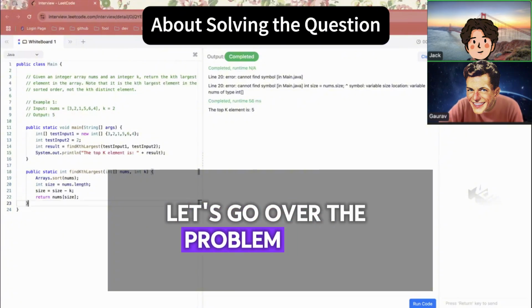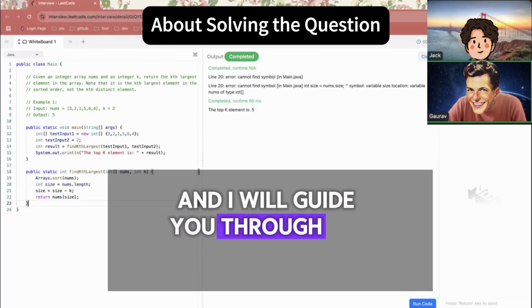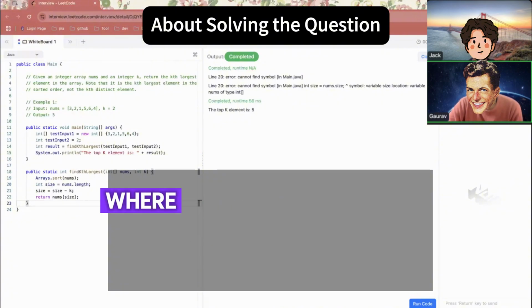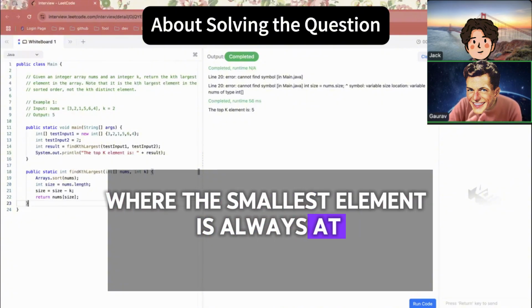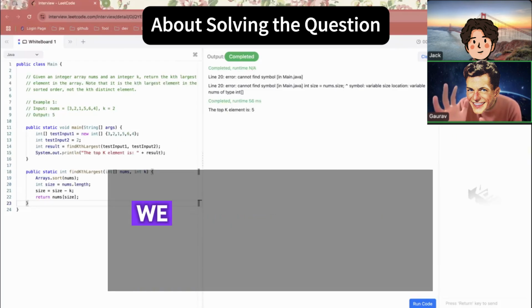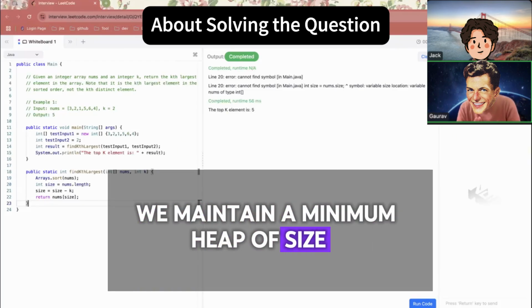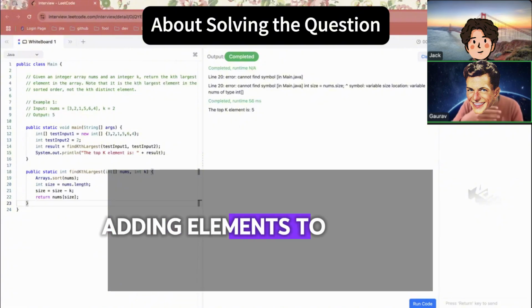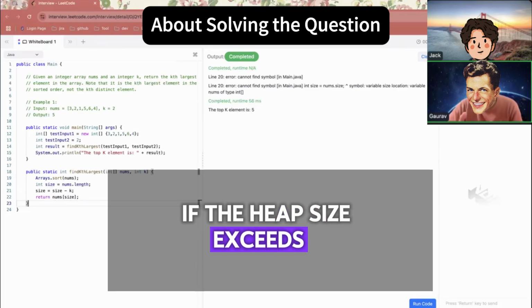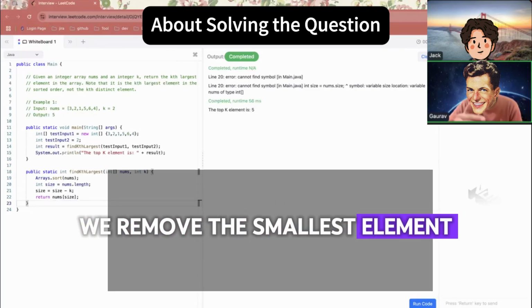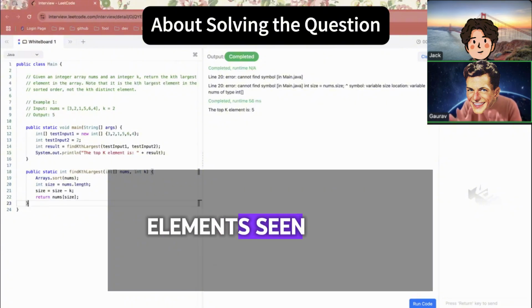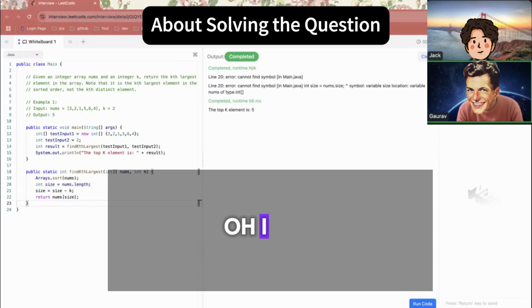Let's go over the problem again and I will guide you through the solution. So let us first understand the structure. A minimum heap is a binary tree where the smallest element is always at the root. For this problem, we maintain a minimum heap of size k, and the idea is to iterate through the array, adding elements to the heap. If the heap size exceeds k, we remove the smallest element, ensuring that the heap always contains the largest k elements seen so far. Oh, I see.